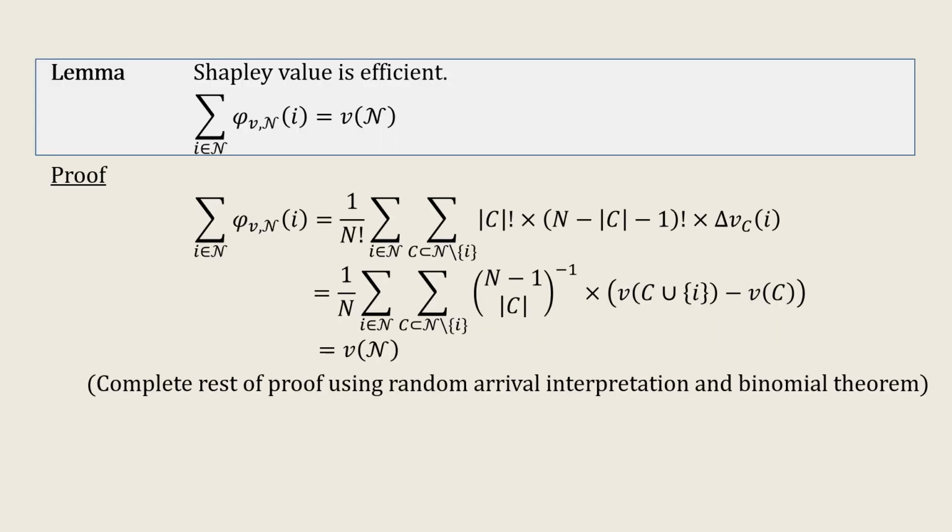Next, the Shapley value is efficient. In other words, the sum of the Shapley values of all agents in the Grand Coalition equals the value of the Grand Coalition. And the proof can be established readily using the random arrival interpretation and the binomial theorem.